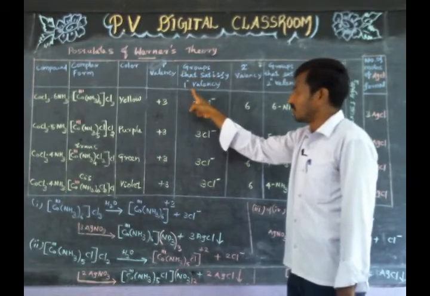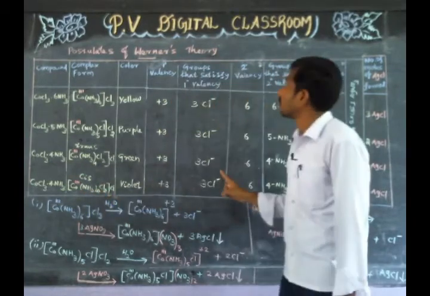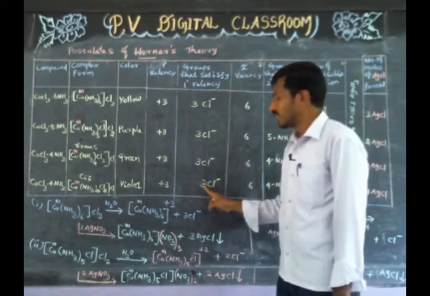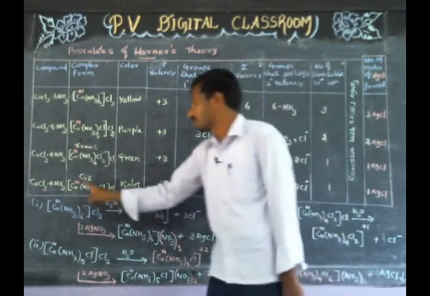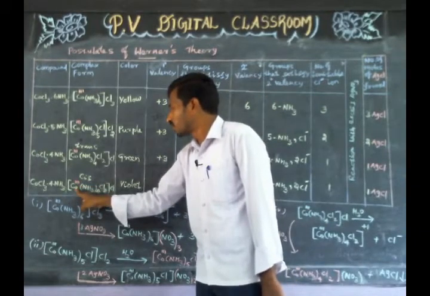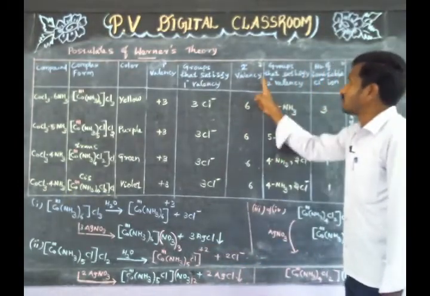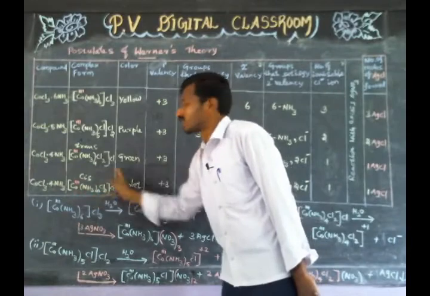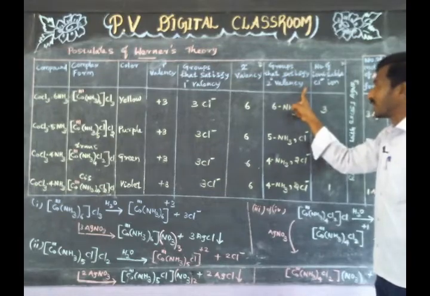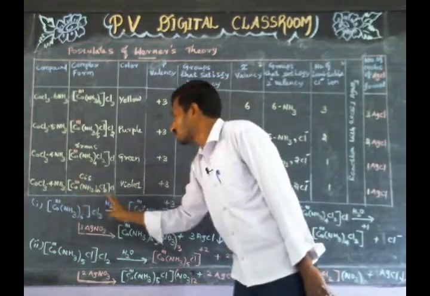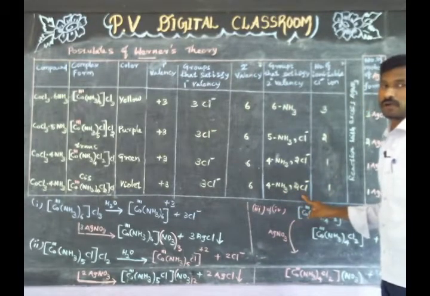Groups that satisfy the primary valency of the central atom of this compound are 3 Cl minus ions. These 3 Cl minus ions neutralize the charge on the central atom of this compound. Secondary valency of the central atom of this compound is 6. Groups that satisfy the secondary valency of the central atom of this compound are 4 ammonia molecules and 2 Cl minus ions.